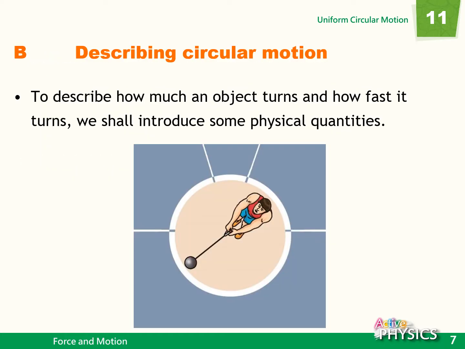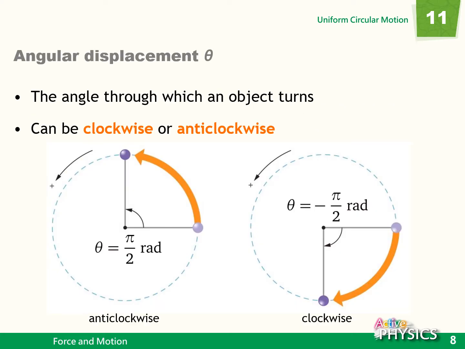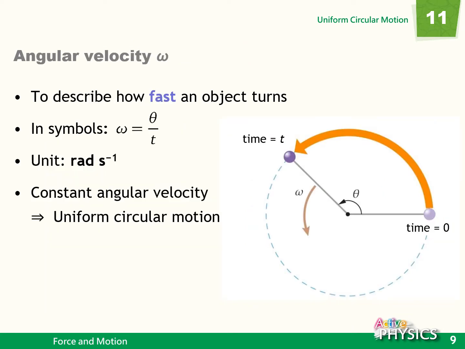For describing circular motion, we need to use the term angular displacement, which is the change in position measured in angle. The angular displacement has its direction, which is clockwise or anti-clockwise. The angular velocity describes how fast an object turns. It also has a direction, in this case anti-clockwise; if it is rotating in the other direction, then it is clockwise. Omega equals theta over t, and radian per second is the unit for the angular velocity.